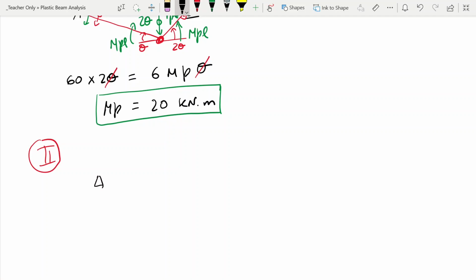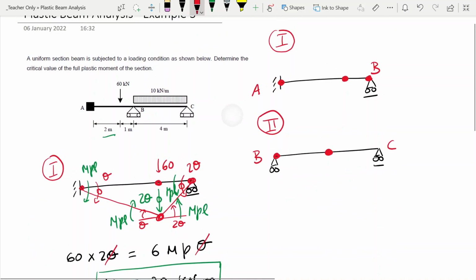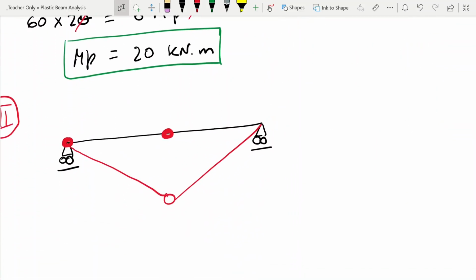And here you have to remember that you're not going to need the hinge at the left side because it's already a hinge. So we're going to assume a hinge there and a hinge in the middle of the UDL. So in this case, this is going to look like this, then that. And I think this is symmetric. So if this is 4 meters and we're going to assume the hinge to be in the middle, that means it's after 2 meters. So this one is theta, this one will also be theta, and all of this will be theta because this is right in the middle. The displacement here is 2 theta.